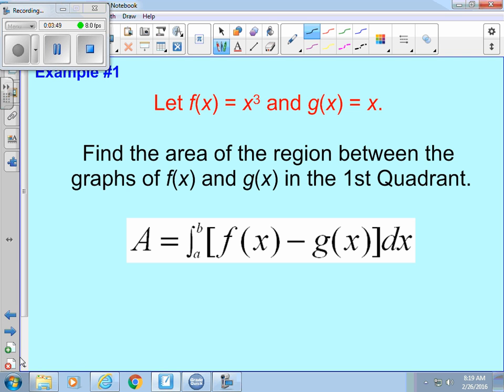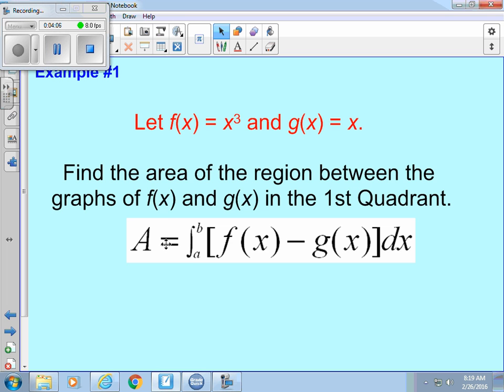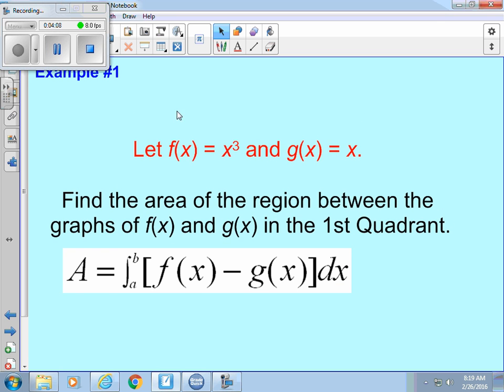So now let's do an example. Find the area of the region between the graphs of f of x and g of x in the first quadrant. The hardest thing about area and what will be volume, which we'll do in a couple days, will be drawing the picture or having an idea of the picture. What do I really need to know from the picture? I need to know intersections, and I need to know what's on top and what's on bottom. So I'm going to sketch a picture really quick.